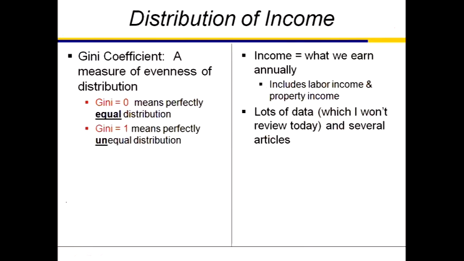Then we talked about distribution of income. We had a concept of Gini coefficient. We had a lot of data. I don't have all that data to show you. You're looking at it anyway for the essay, and so I'm just going to skip over that slide. It's there. Then we talked about market failure.